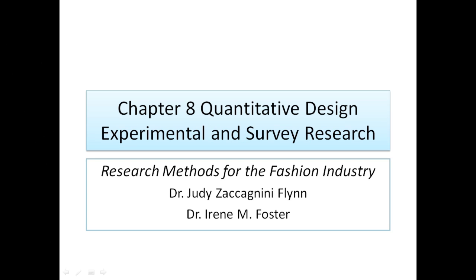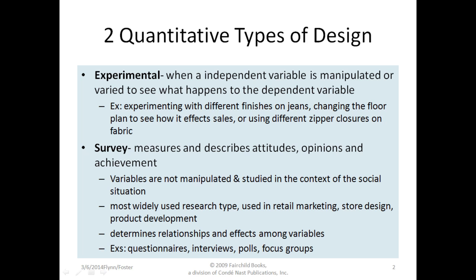This is Chapter 8, looking at quantitative design with experimental and survey research. Within quantitative design, there are two types of design, which we've kind of touched on last chapter: experimental and survey. And we will definitely not be doing experimental research.